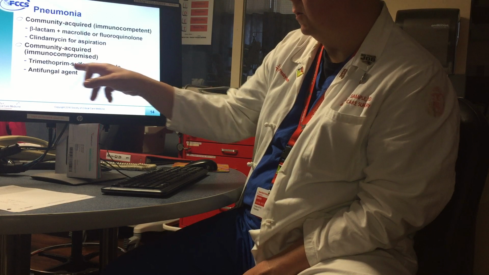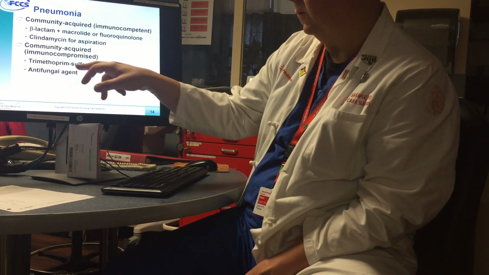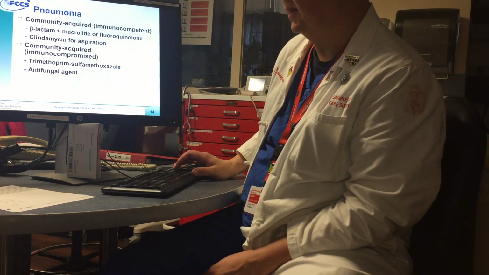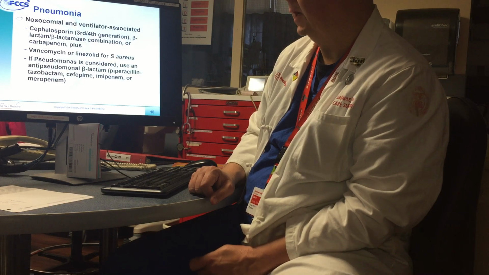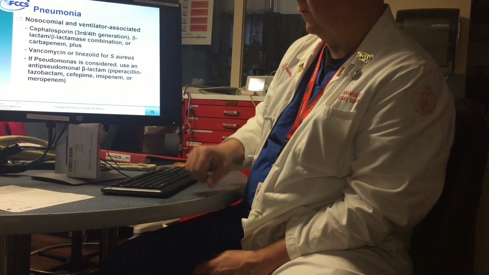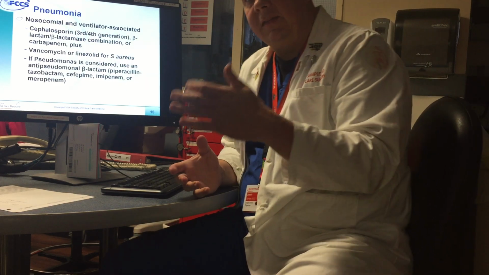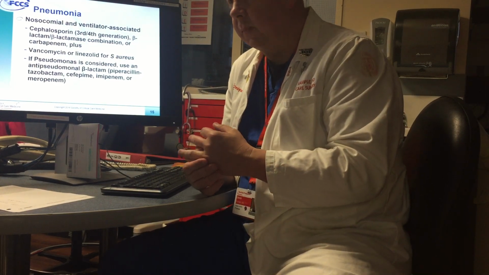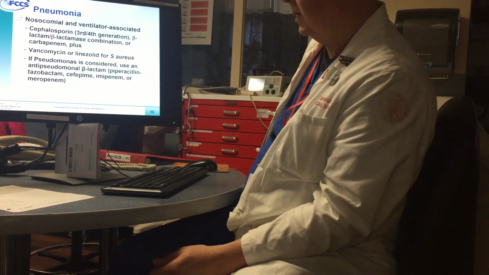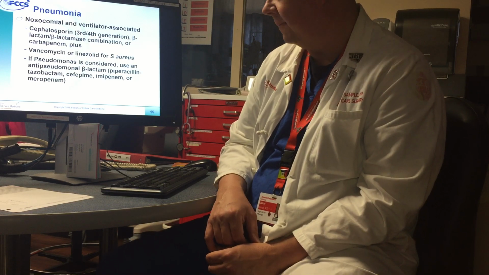For community-acquired pneumonia in a patient from the community who's immunocompromised, you give them Bactrim, that's trimethoprim-sulfamethoxazole, and you think about adding an antifungal agent as well. Okay? So for nosocomial or ventilator-associated pneumonia, and for this lady it's probably more likely to be a hospital-acquired infection, you give a third or fourth generation cephalosporin or a beta-lactam, beta-lactamase combination, something like piptazo, or a carbapenem, and the carbapenems are drugs like meropenem, imipenem, ertapenem.